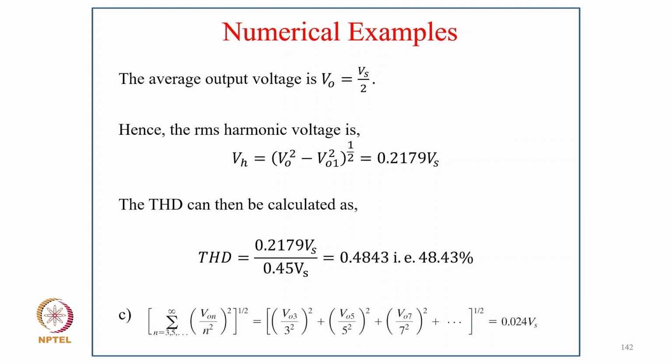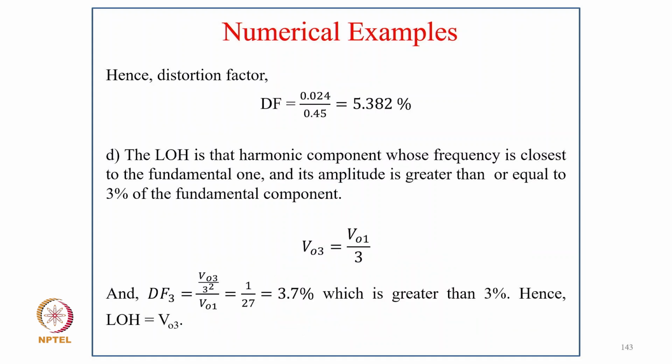And coming to C, that is, the square root of the sum over n equal to 3, 5 to infinity of (VOn upon n square) square, to power half, and that becomes equal to VO3 divided by 3 square. So that becomes 0.0424 Vs, and the distortion factor DF is 0.0424 upon 0.45, that is 5.382%.